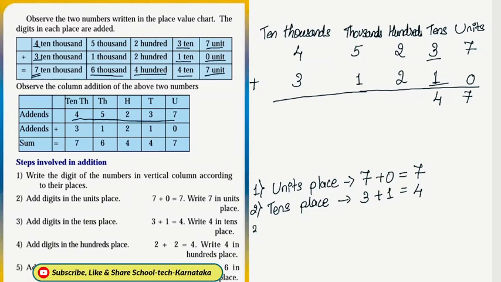And then the third step would be to add the digits at hundreds place. At hundreds place we have 2 and 2. So that is 2 plus 2, which is again 4. So we write 4 at hundreds place. Our next step would be to add the digits at thousands place.